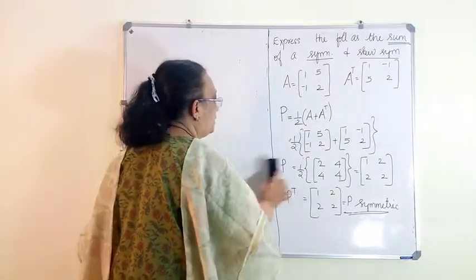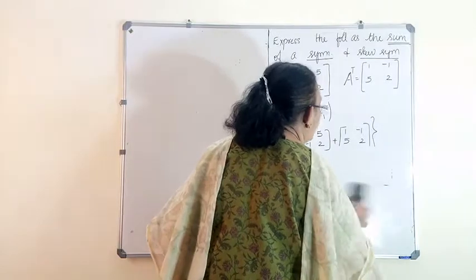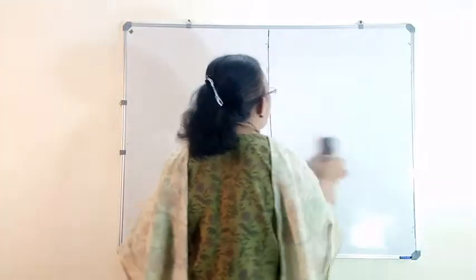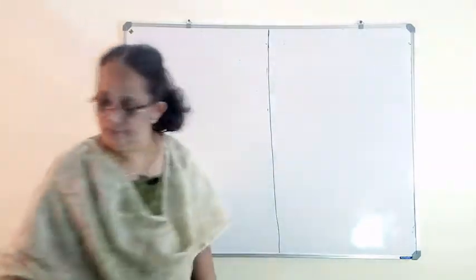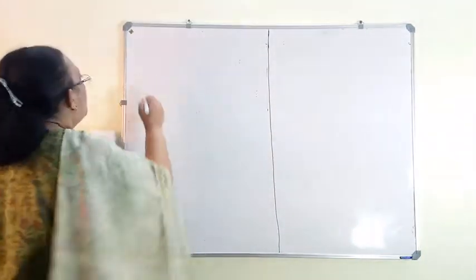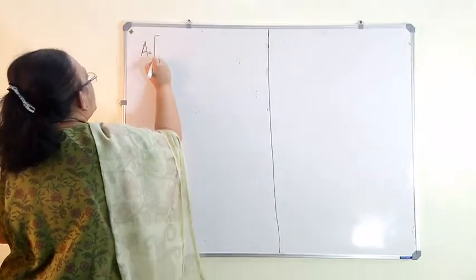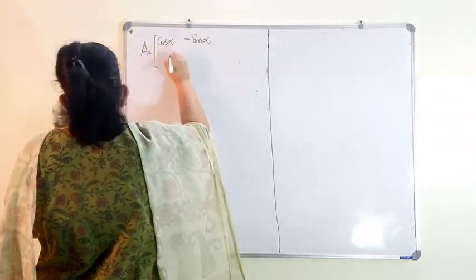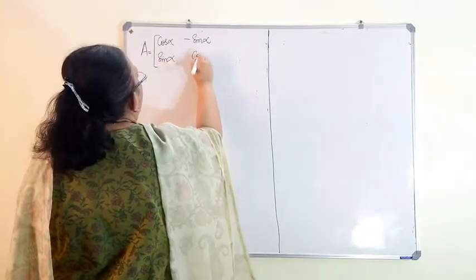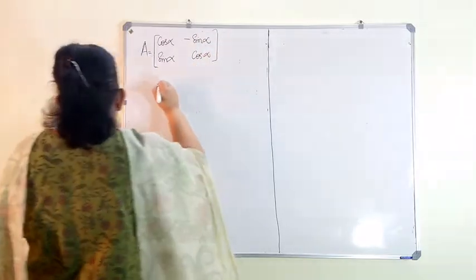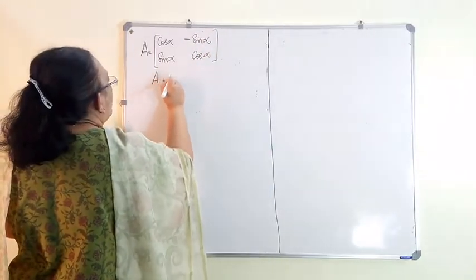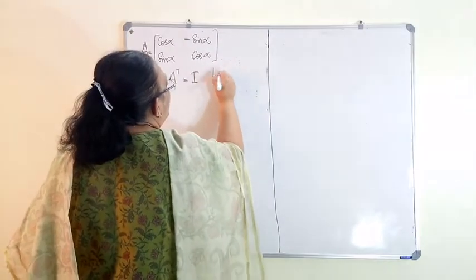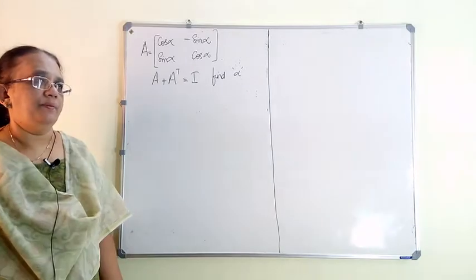Now, we have to do one more question because this question comes as a multiple choice question. Most often I have seen it in the question paper. So, let us take that example also. Here the elements are trigonometric functions. A is equal to cos alpha, minus sin alpha, cos alpha. Then A plus A transpose is equal to I. Find the value of alpha. This is a one word question.